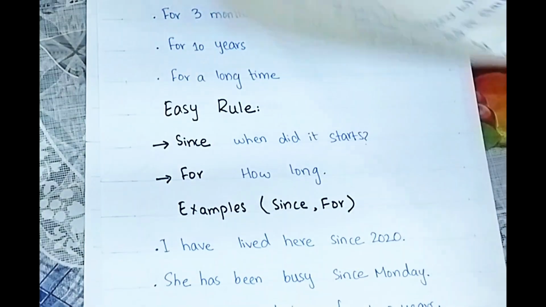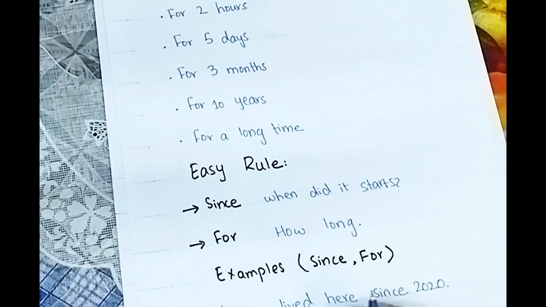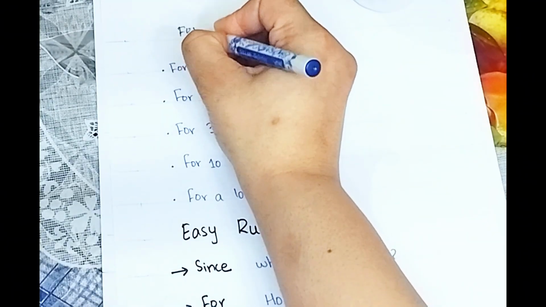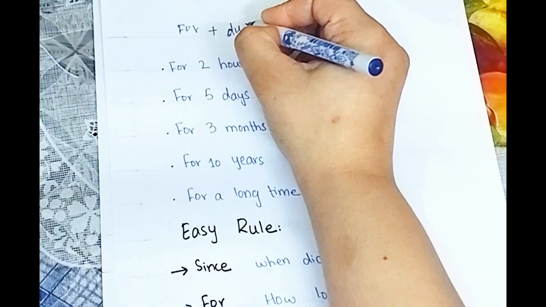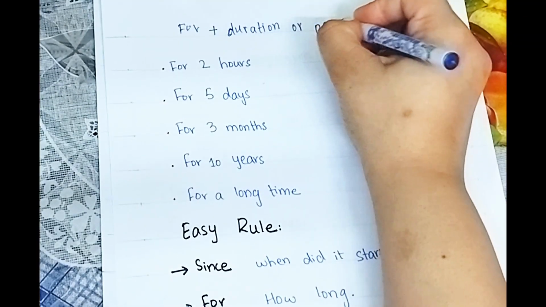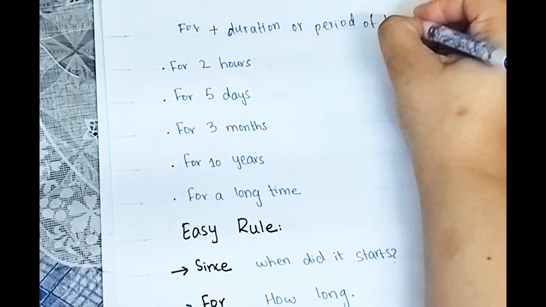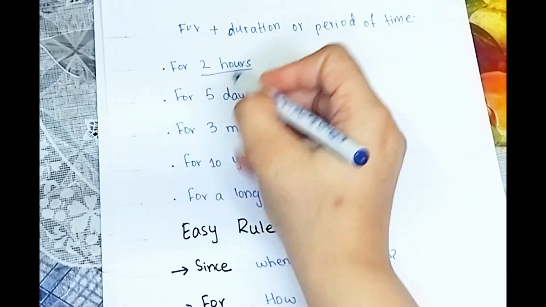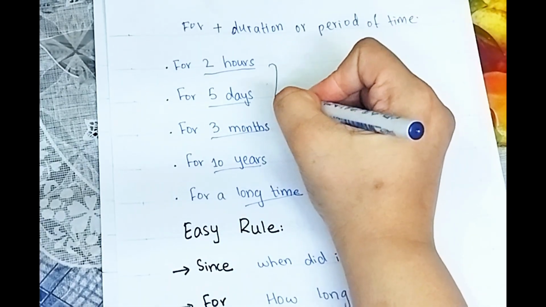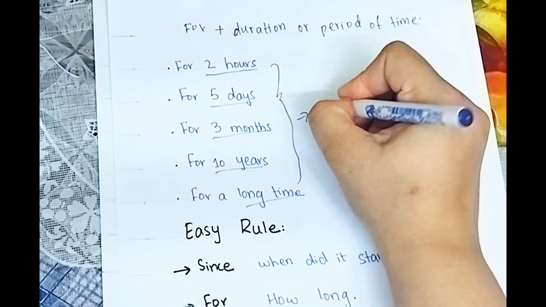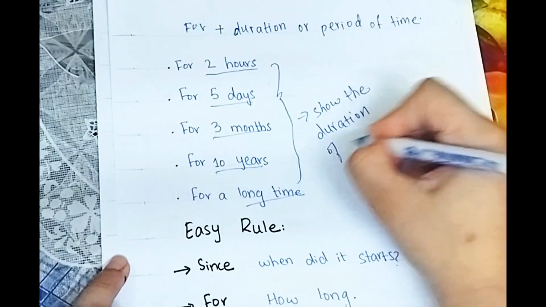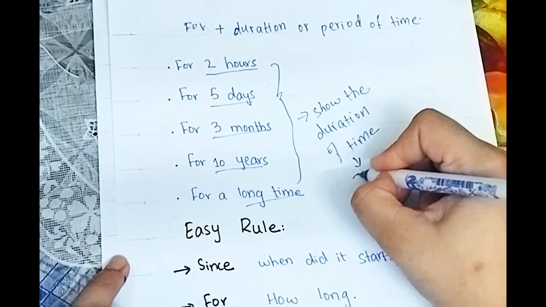Here is a quick formula to remember. For plus duration or period of time. For 2 hours, for 5 days, for 3 months, for 10 years, for a long time. These all show the duration of time. So we use for.